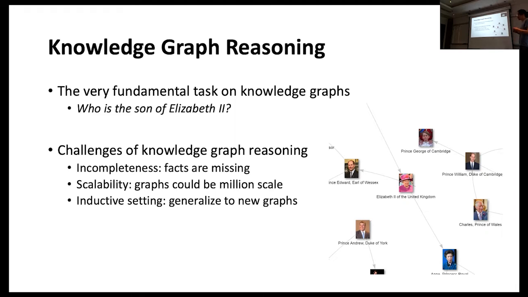The second thing is scalability. If we want to deploy knowledge graph reasoning in real-world scenarios, we need to deal with knowledge graphs of million scales, with millions of nodes or maybe even larger. The last thing is the inductive setting, where we want to learn something from an existing knowledge graph and try to generalize to new knowledge graphs.